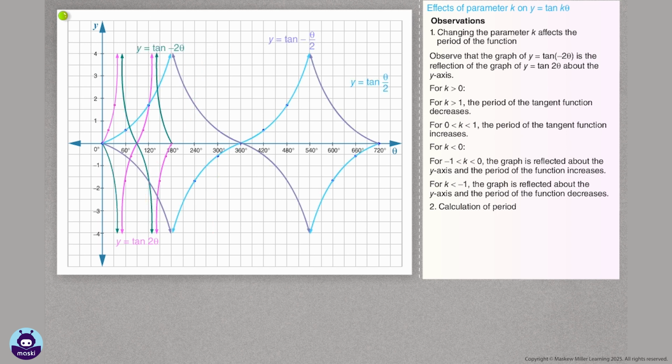Note that we can also calculate the period of the function algebraically. We simply divide the period of the basic tangent function by the magnitude of k, that is, ignoring the sign. Period of the function tan k theta equals 360 degrees over magnitude of k. Period of the basic tangent function is 360 degrees.